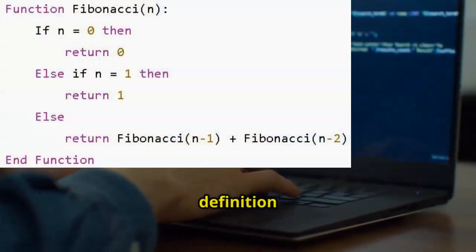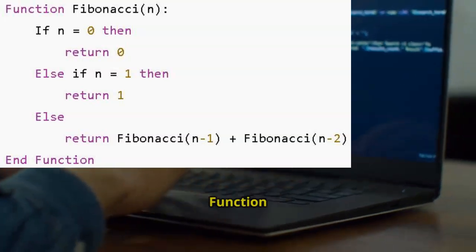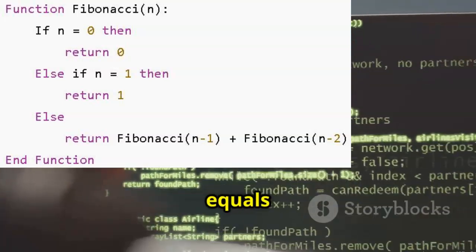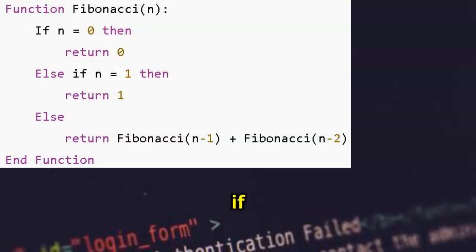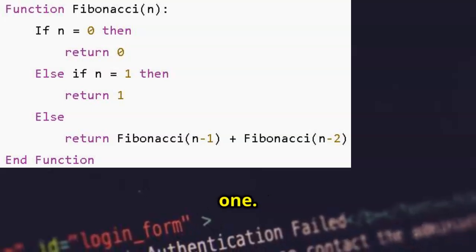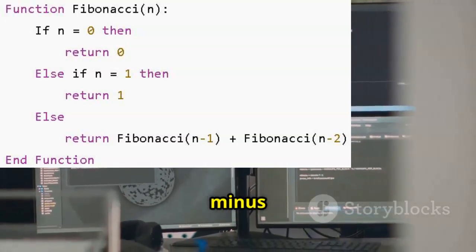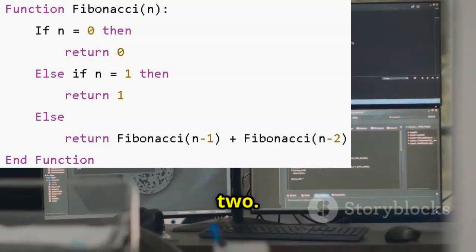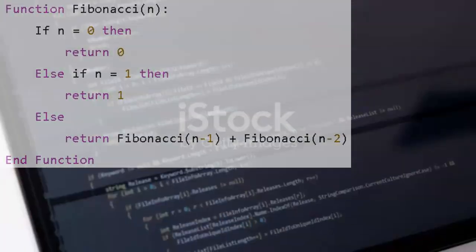Here's the Fibonacci definition translated into pseudocode. Function Fibonacci of n. If n equals 0, then return 0, else if n equals 1, then return 1. Else return Fibonacci of n minus 1 plus Fibonacci of n minus 2. End function.